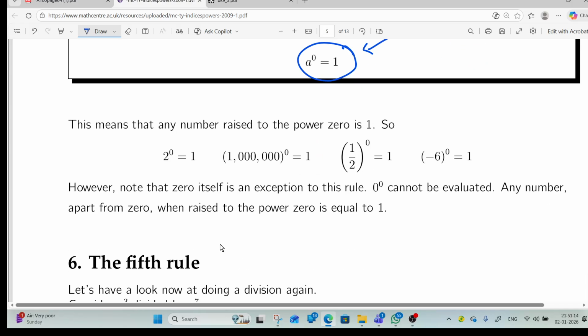Like if you have 1 million raised to the power 0, that is also 1. Even if you have a negative number to the power 0, it is 1. A fraction to the power 0 is 1.